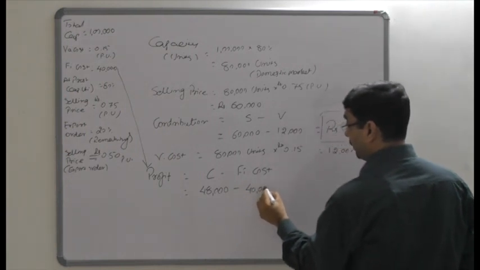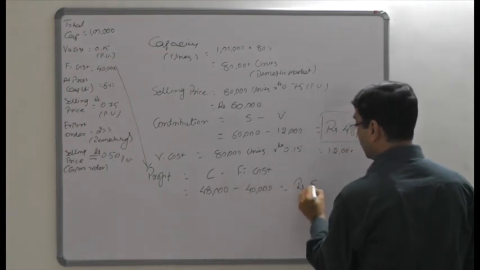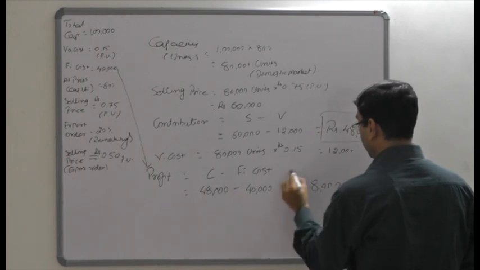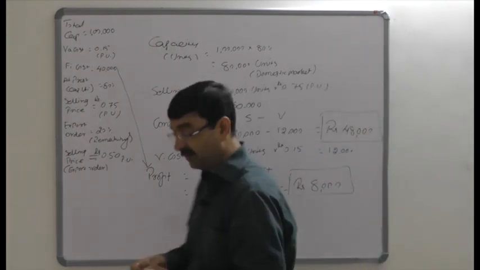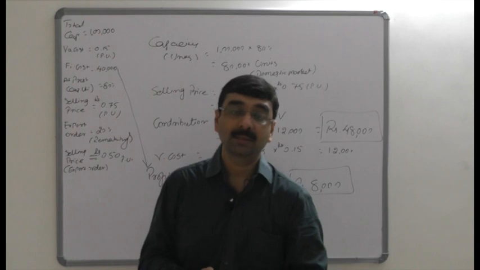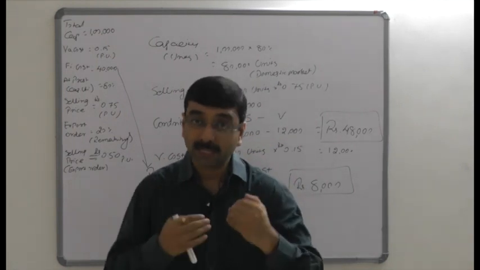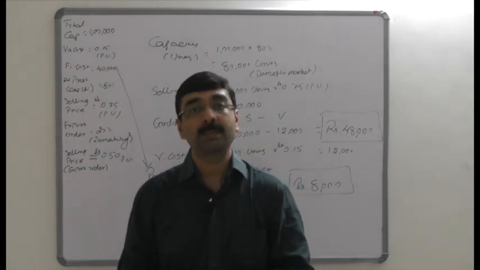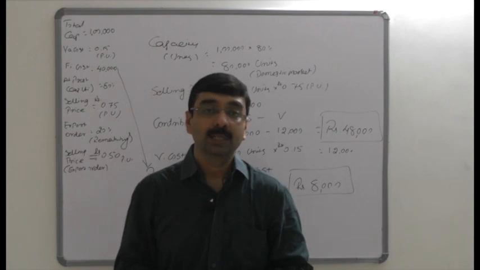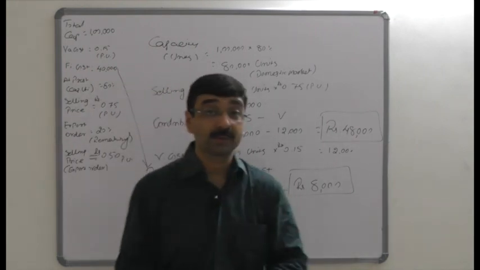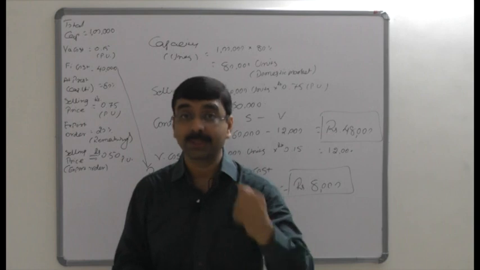40,000. In this sense, the company earns a profit of rupees 8,000. So in case the company is continuing with 80% of production capacity and selling their product, they earn a profit of rupees 8,000. But now the question arises.